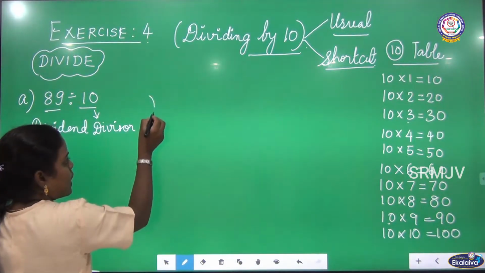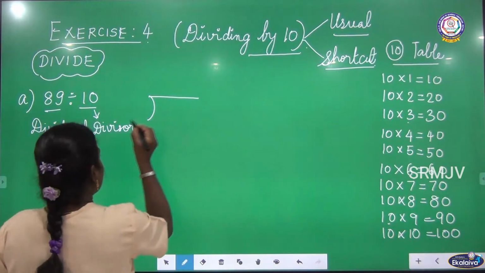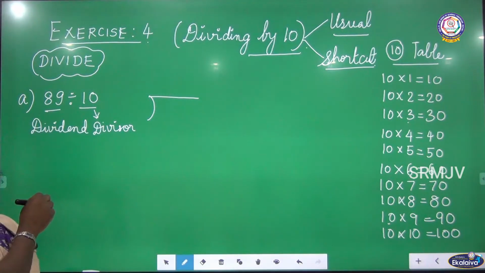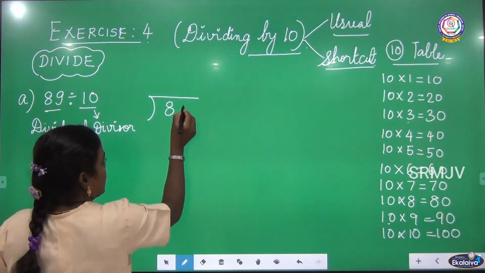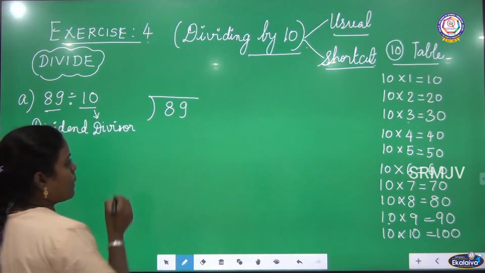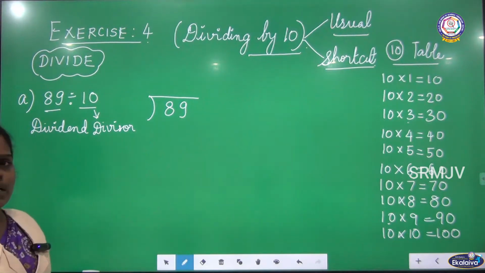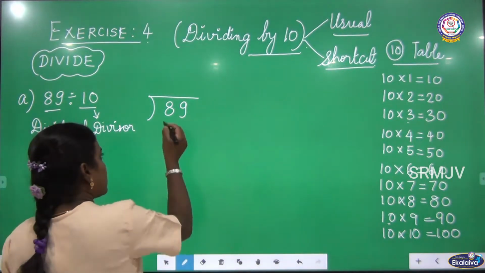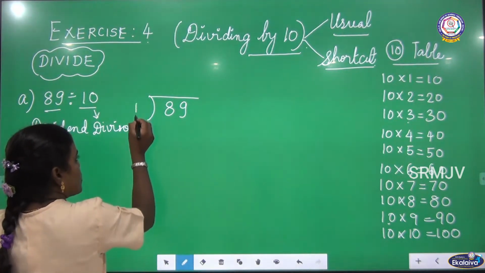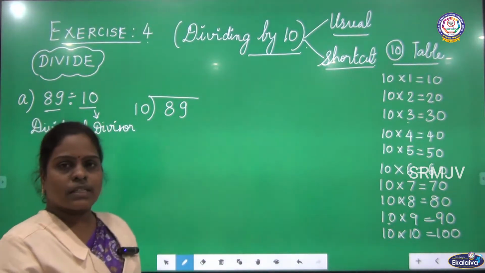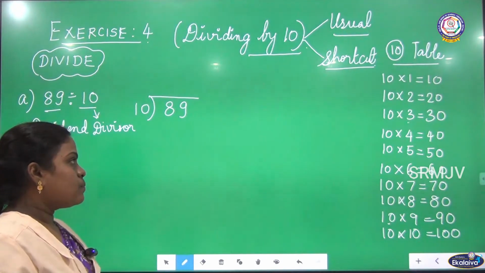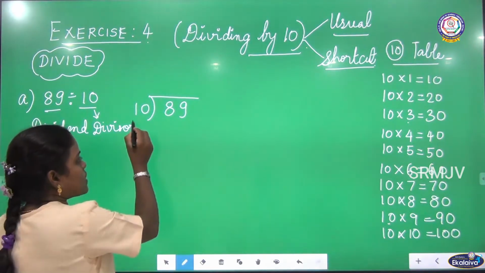Draw the division bar. We should write the dividend always inside the division bar. So let us write 89 in the division bar. And the next term is the divisor. We should write the divisor outside the division bar. So now we are going to divide the number 89 by 10. So here the divisor is 10.